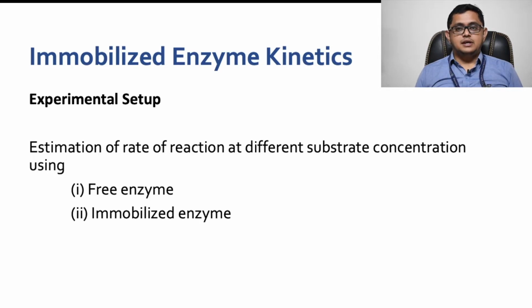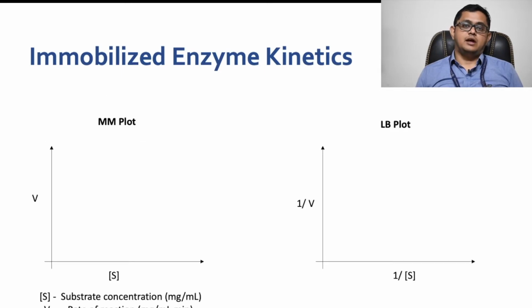Once we get the data, we need to calculate the rate of reaction. Once we calculate the rate of reaction, there are two graphs that need to be plotted. One is called the Michaelis-Menten plot, and the other is called the LB plot. The Michaelis-Menten plot is a non-linear graph, whereas the LB plot is a linear graph. First we will see the Michaelis-Menten plot.